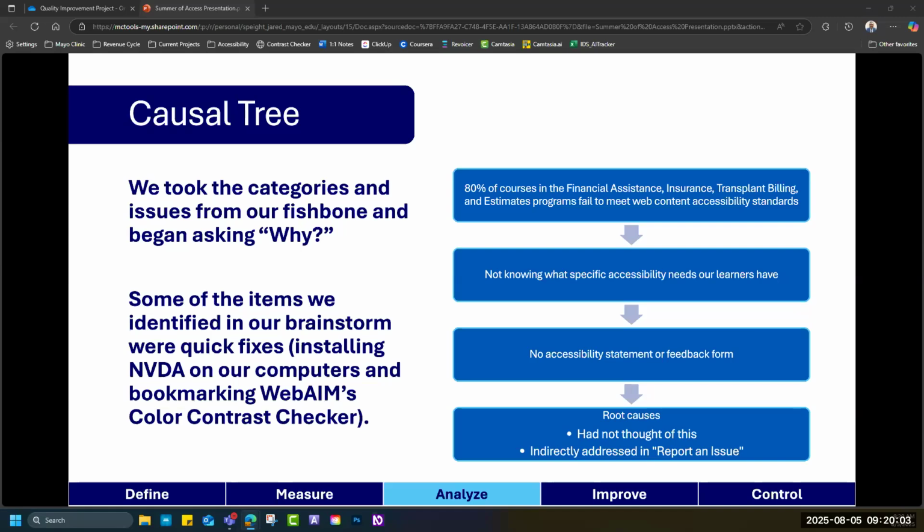We started with not knowing the specific needs of our learners and determined that we didn't really have an explicit open pathway of communication between our team and disabled learners, or learners in general, when talking about what they need. We did have a report and issue form, but nothing that was specific to accommodations. So while this didn't become a central focus of our project, we did address it in the later stages as a broader part of our improvement efforts.